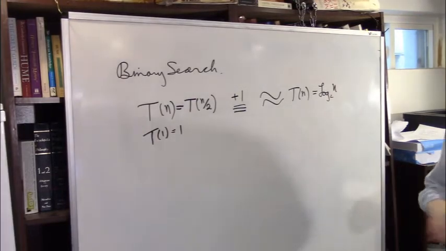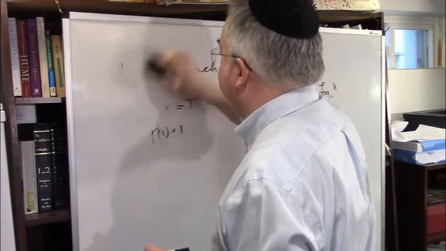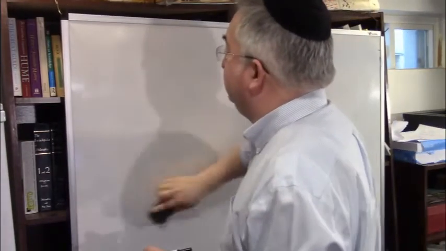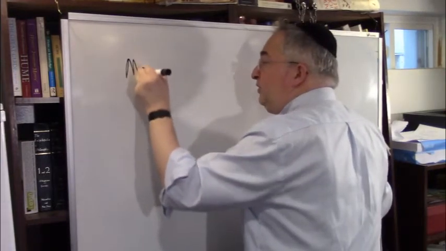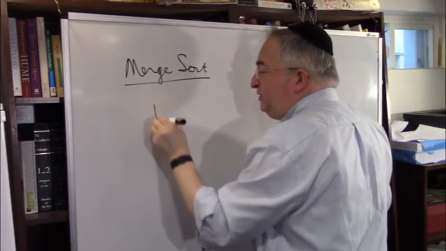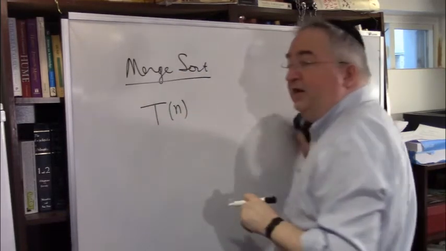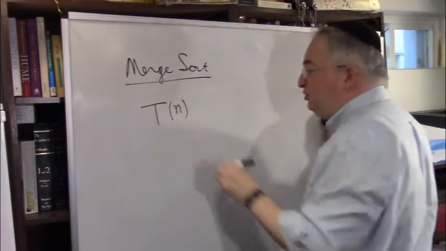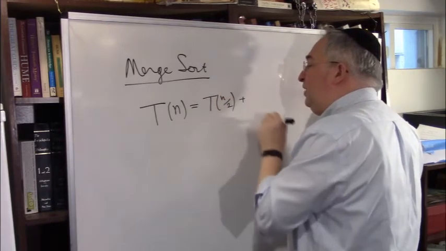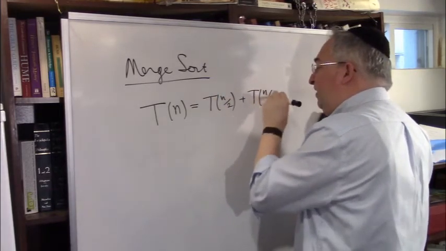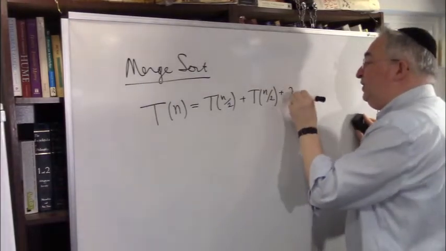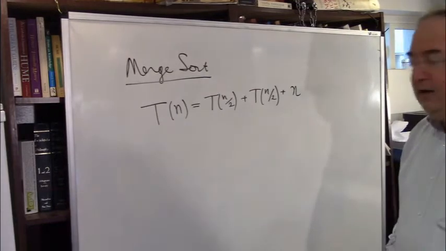Let's just do one more that we did this semester, in the beginning, chapter 1 or chapter 2. That was merge sort. In merge sort, if you want to sort an entire list, you have to sort the left half, plus sort the right half, plus merge them together. And we said merging them together is an array operation.